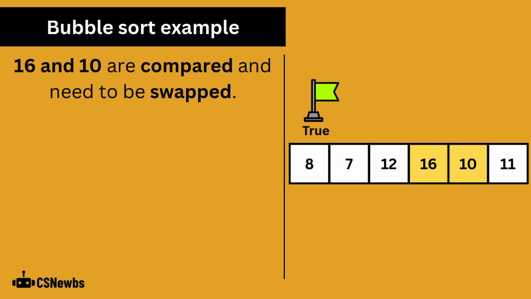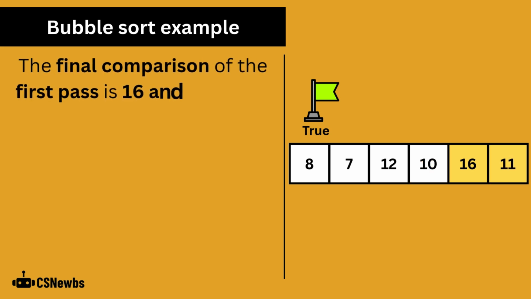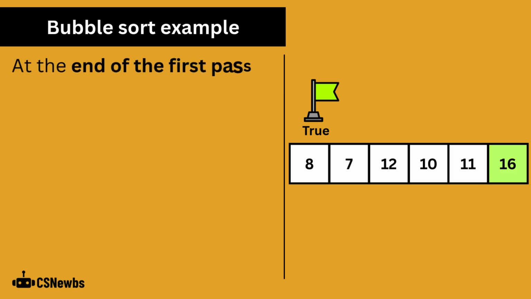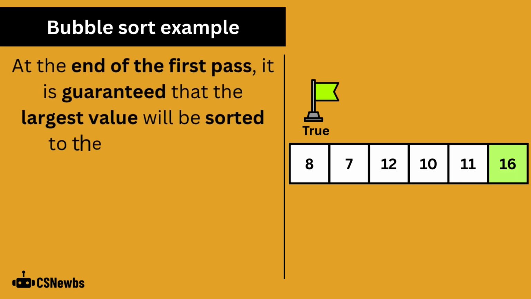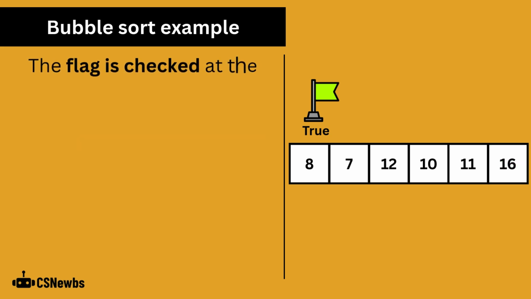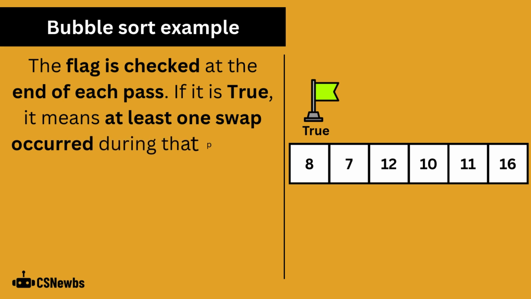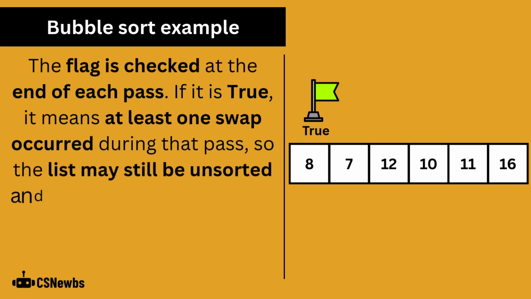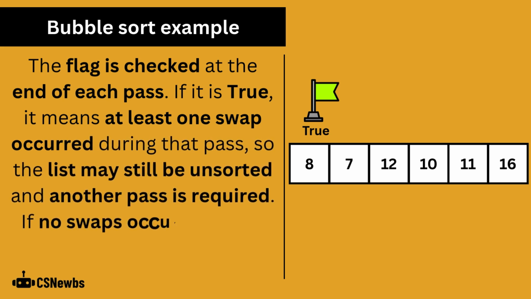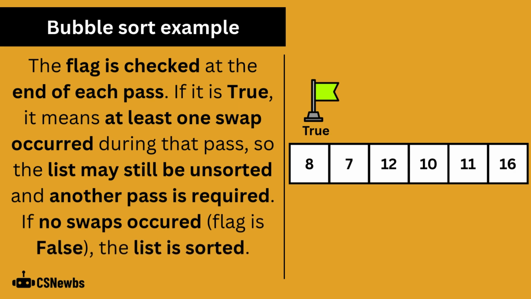16 and 10 are compared and need to be swapped. The final comparison of the first pass is 16 and 11, which requires a swap. At the end of the first pass, it is guaranteed that the largest value will be sorted to the end of the list. The flag is checked at the end of each pass. If it is true, it means at least one swap occurred during that pass, so the list may still be unsorted and another pass is required. If no swaps occurred, and the flag is false, then the list is sorted.